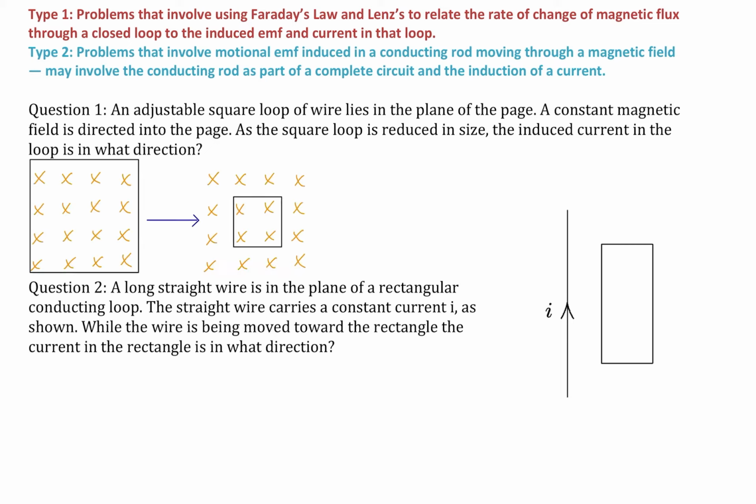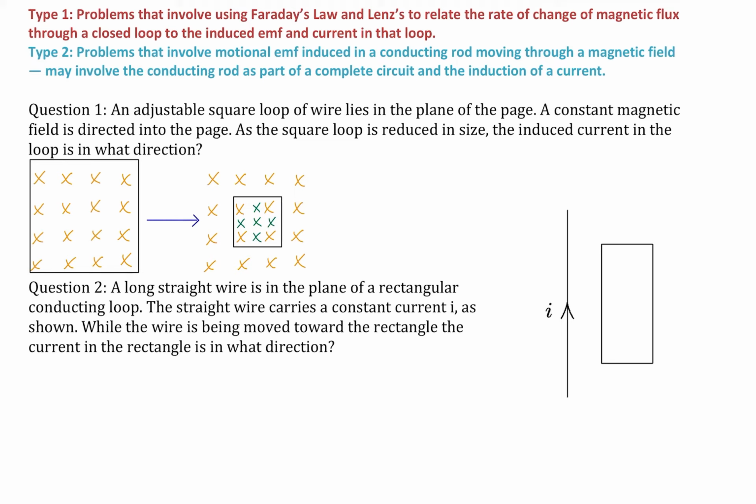Okay, so this is the picture. You got a loop. At first it's large, and then it's reduced in size. Okay, so what's going on then? The magnetic flux is definitely decreasing because now there's less of the field that can fit inside the loop. The field hasn't changed. So what direction would the induced current be in? Okay, make sure you have an answer.